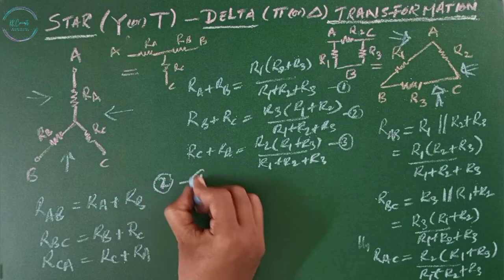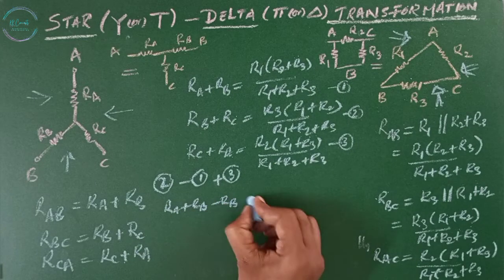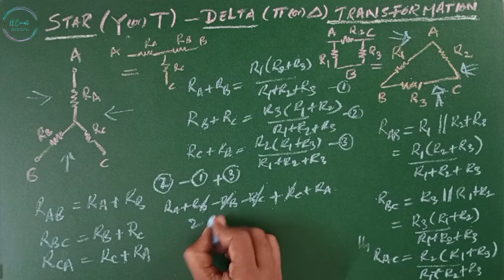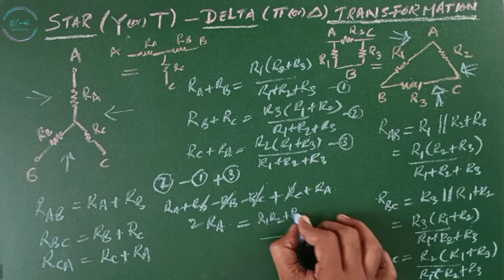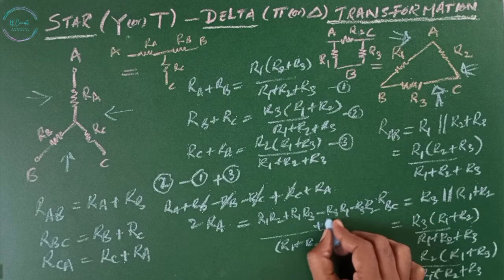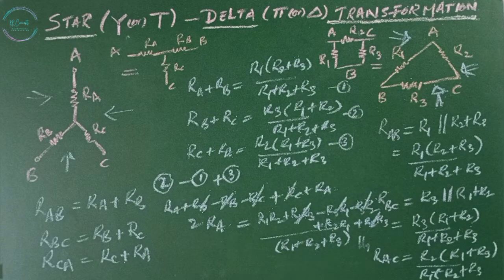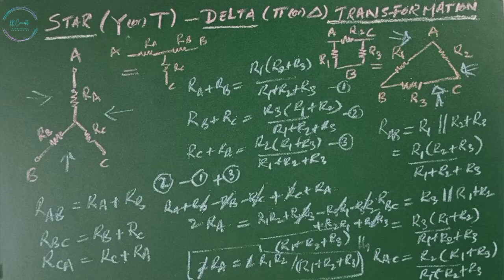Subtract equation 2 from equation 1 and add the third equation. We get RA plus RB minus RB minus RC plus RC plus RA, which gives 2RA. On the right hand side, R1R2 plus R1R3 minus R3R1 minus R3R2 plus R2R1 plus R2R3, divided by R1 plus R2 plus R3, which gives 2R1R2 divided by R1 plus R2 plus R3. So RA equals R1R2 divided by R1 plus R2 plus R3.